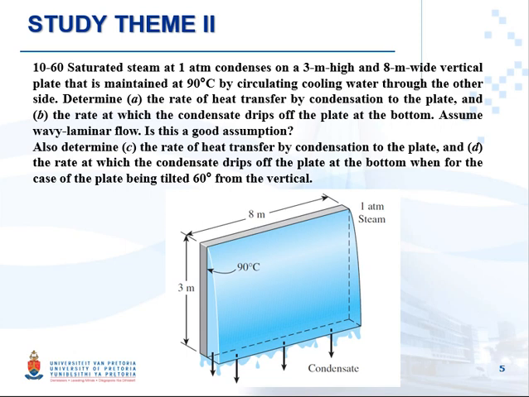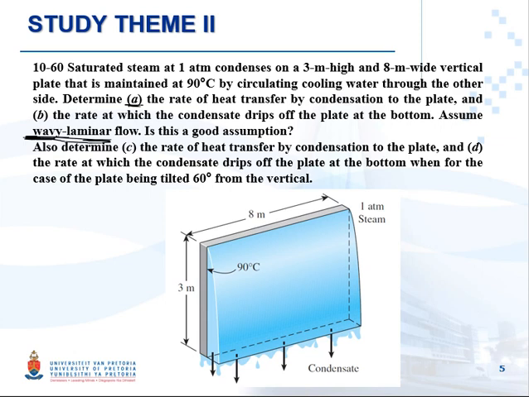It's asking us to determine several different things. First, the rate of heat transfer by condensation to the plate. B, the rate at which the condensate drips off the plate at the bottom. Assume wavy laminar flow. Is it a good assumption? So first we need to use the wavy laminar flow assumption. After that, find the Reynolds number, and if the Reynolds number is between 30 and 1800, then it is wavy laminar, so it was a good assumption, otherwise it was not.